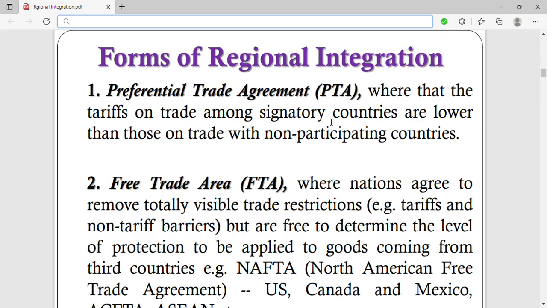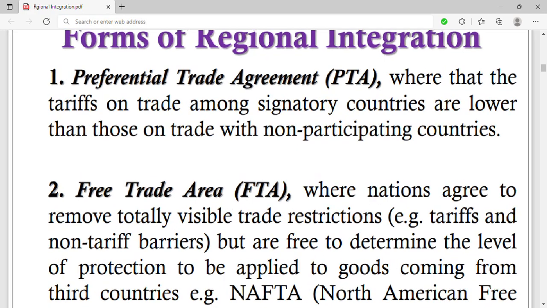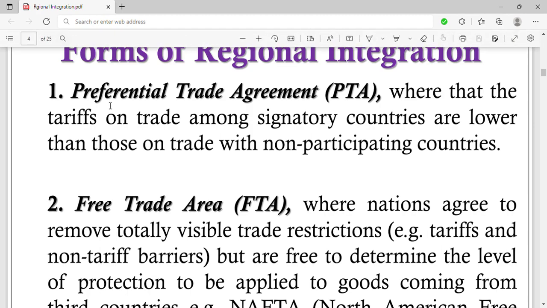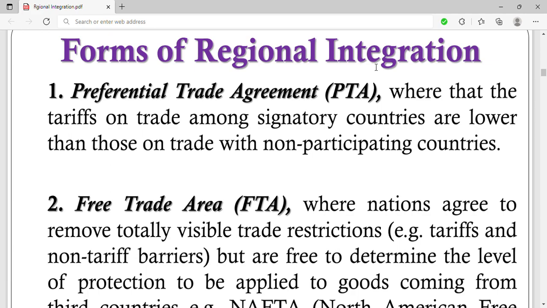We are going to look at the forms of regional integration, the 7 forms of regional integration. We are going to look at them one by one. The first one is Preferential Trade Agreement, which is also known as PTA.